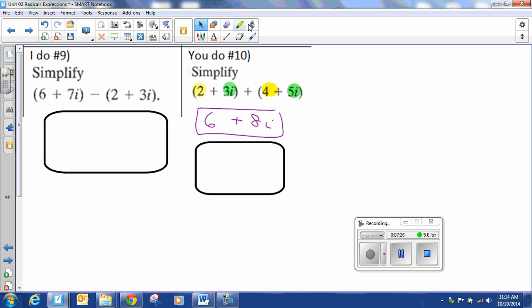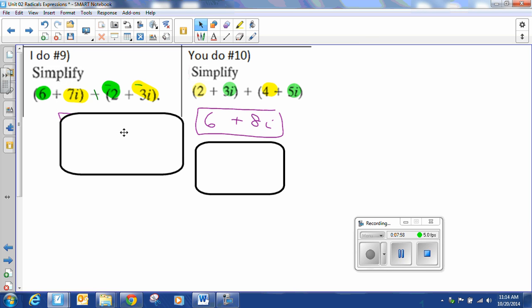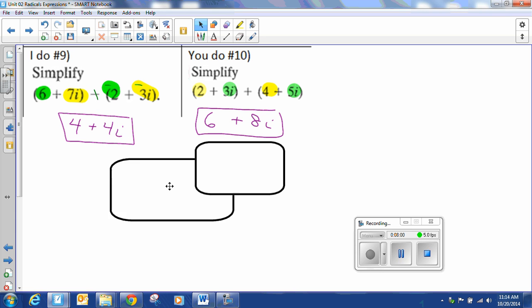Now let's go ahead and look at number 9. This is subtracting polynomials or subtracting complex numbers, which is easy. We know that it's keep, change, change. We'll keep the first polynomial, change the operation, and then change each of the signs in the second polynomial. So now we have 6 minus 2, and we have 7i minus 3i. 6 minus 2 is 4, and 7i minus 3i is 4i.